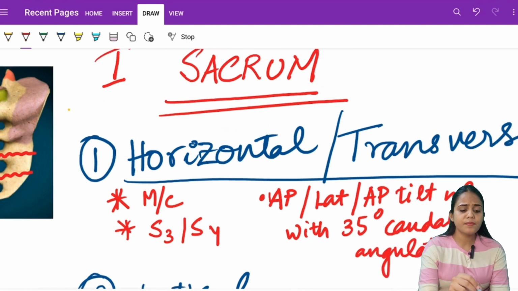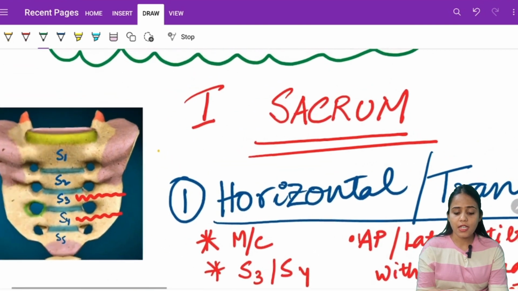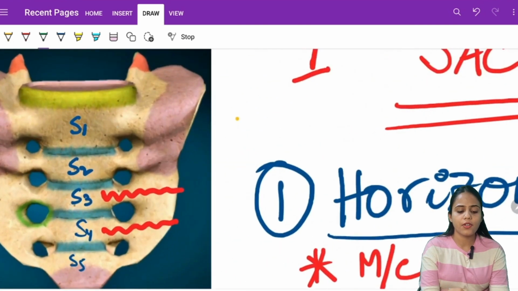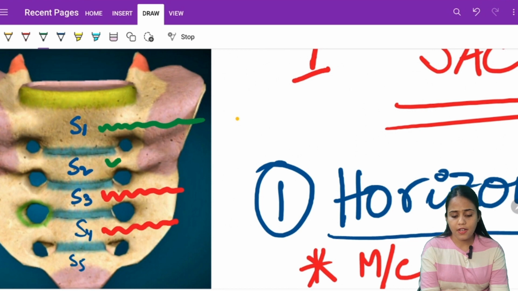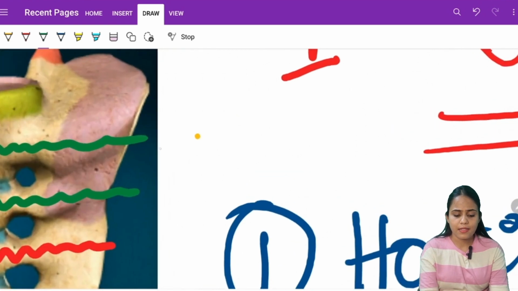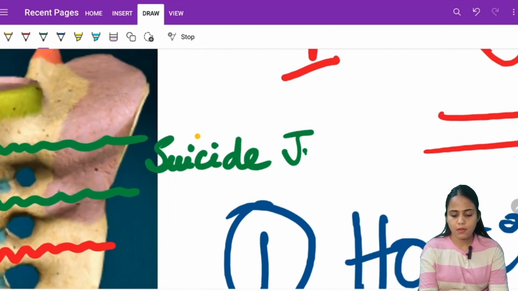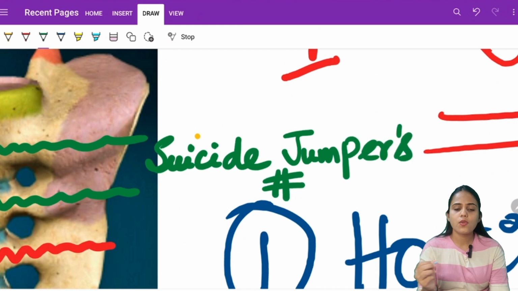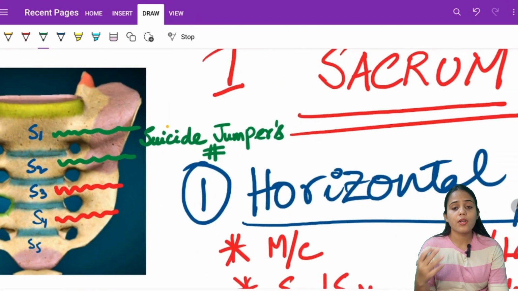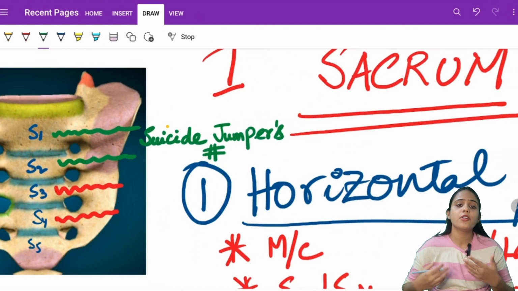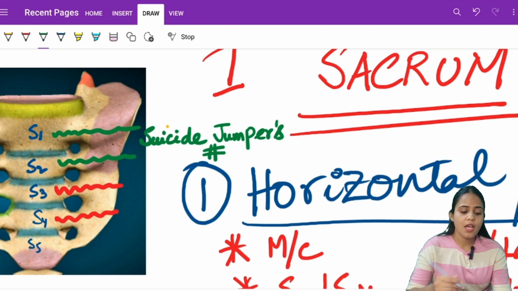Okay. If the horizontal fracture, instead of occurring in the S3, S4, occurs somewhere here, S1, S2, this is named the suicide jumper's fracture, for obvious reasons, because whenever a person jumps off a very tall building, he might get these fractures here.